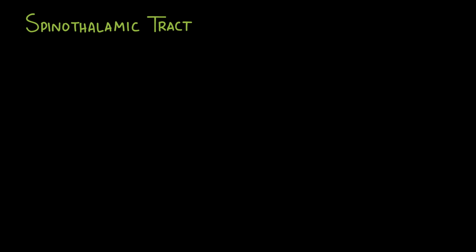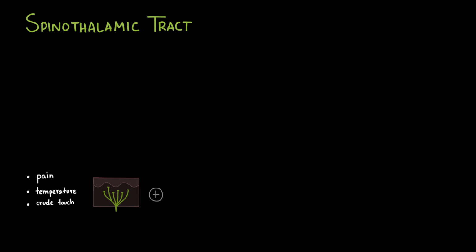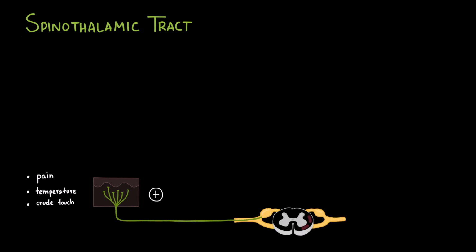It consists of a 3-neuron chain that carries information from the periphery all the way up to the brain. So let's start from the beginning. This pathway starts in the periphery, where receptors detect stimuli such as pain, temperature, and crude touch. When these receptors get activated, they generate electrical signals that travel along a sensory neuron toward the spinal cord.